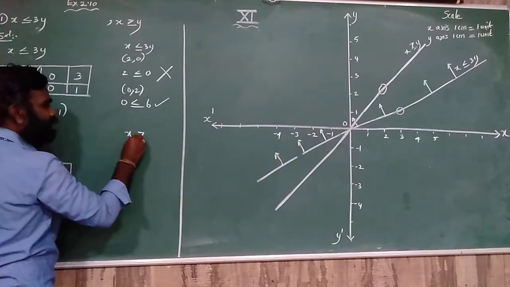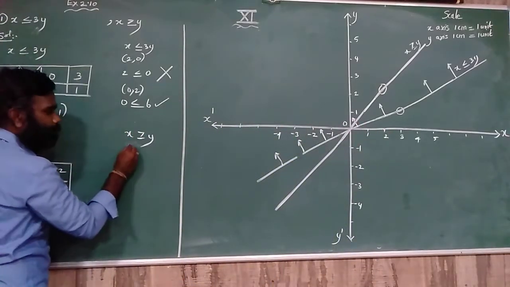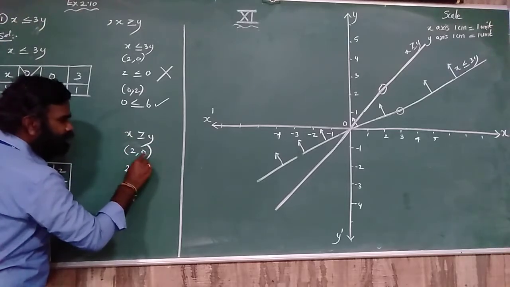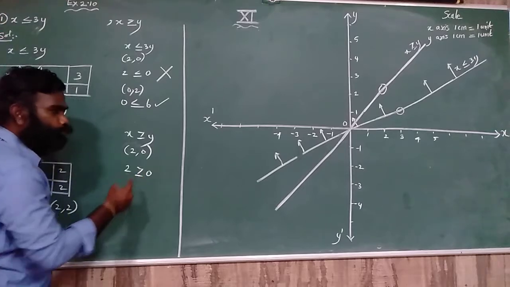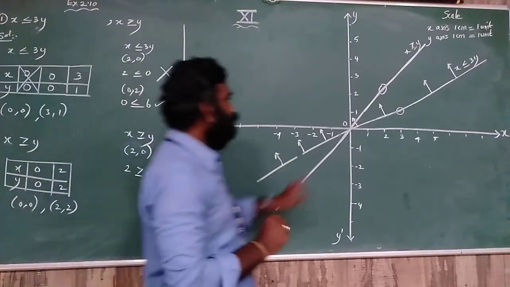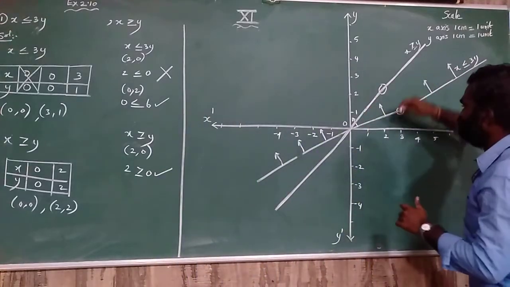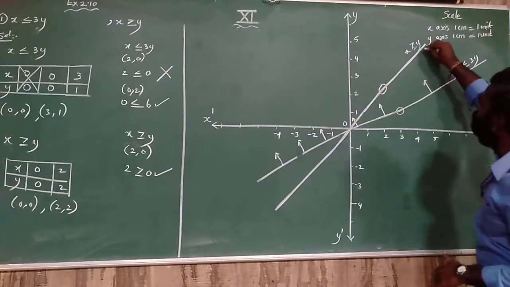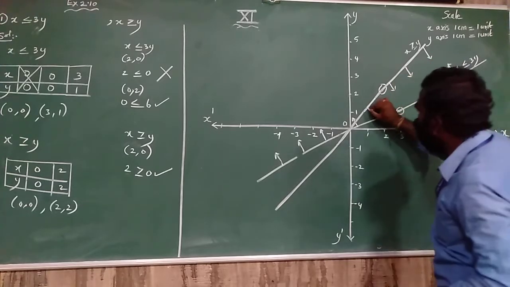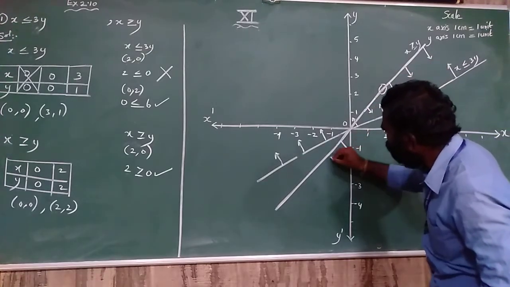x is greater than or equal to y. I am going to apply (2, 0). This is x. x is greater than or equal to y, which is 0. 2 is greater than or equal to 0. This one is correct, it satisfies. So this line shades where (2, 0) is present. I need to shade this side. Instead of shading this, I will put an arrow here.